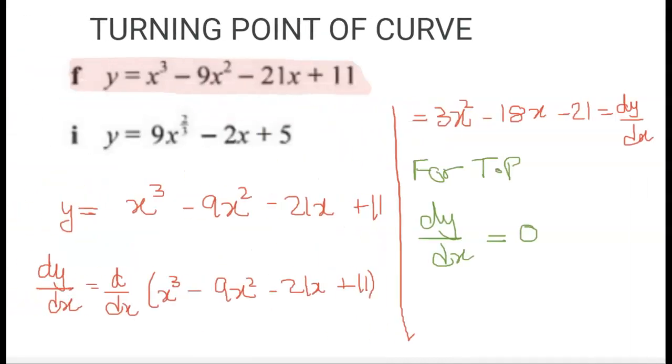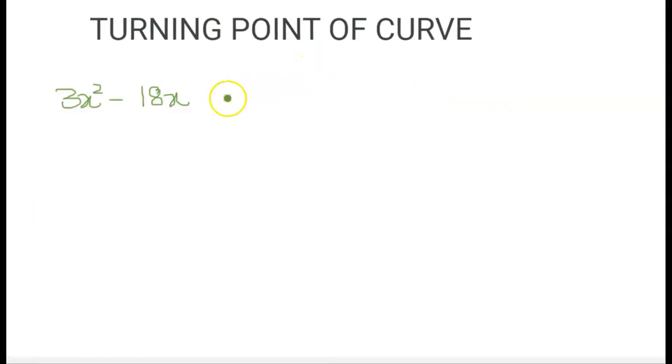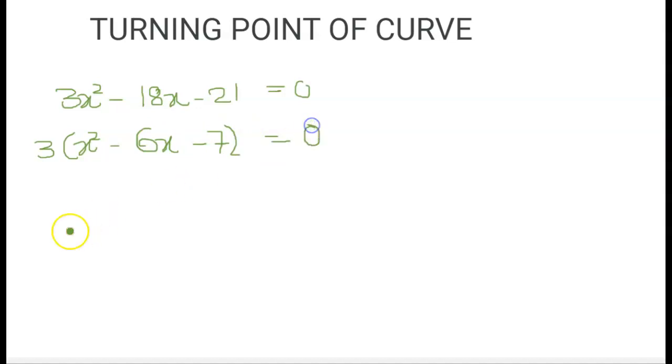So 3x squared minus 18x minus 21 equals 0. The first thing I can do is, can I simplify that one? Yes, I can, because I can divide the whole equation by 3. Just take the 3 common. x squared minus 6x minus 7 equals 0. Which means I can move the 3 on the other side. So 0 divided by 3, it's a 0. So I got x squared minus 6x minus 7 is 0.